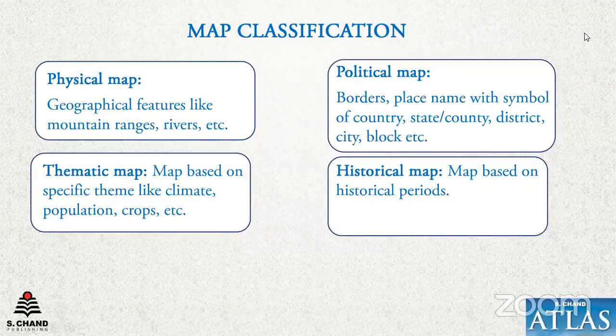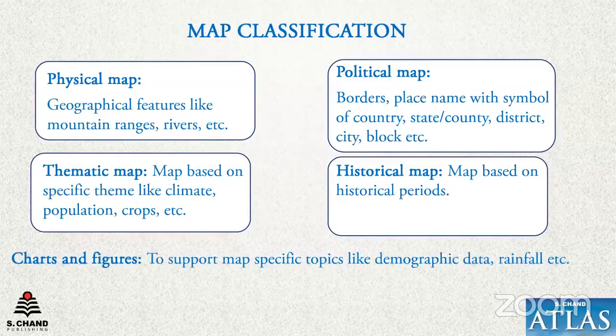In history books, you will see these from class 6, 7, 8 to 10. Somewhere it is Indian history, somewhere it is world history also. So any type of historical event is under historical maps. And the fifth one, which is very important for classification, is chart and figure, which supports the specific topics. If we are preparing thematic maps, political maps or physical maps, anything, charts and figures help students or readers understand that specific topic.